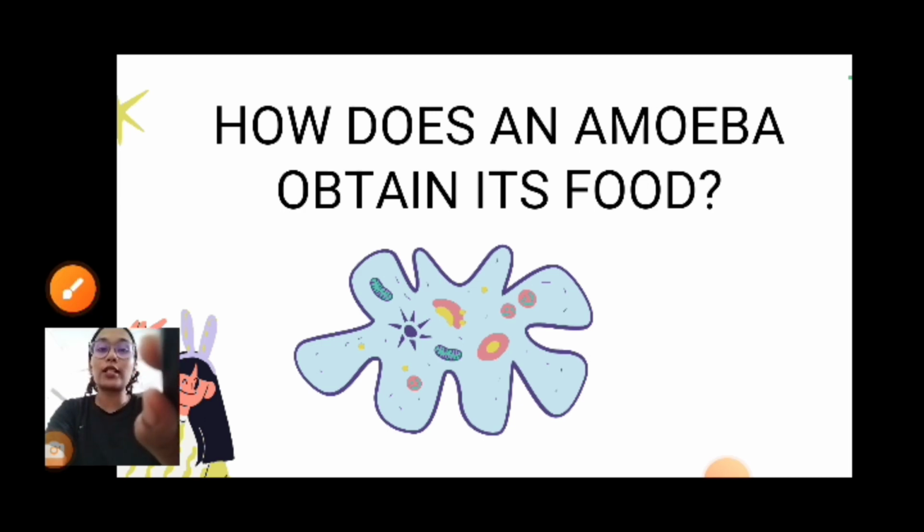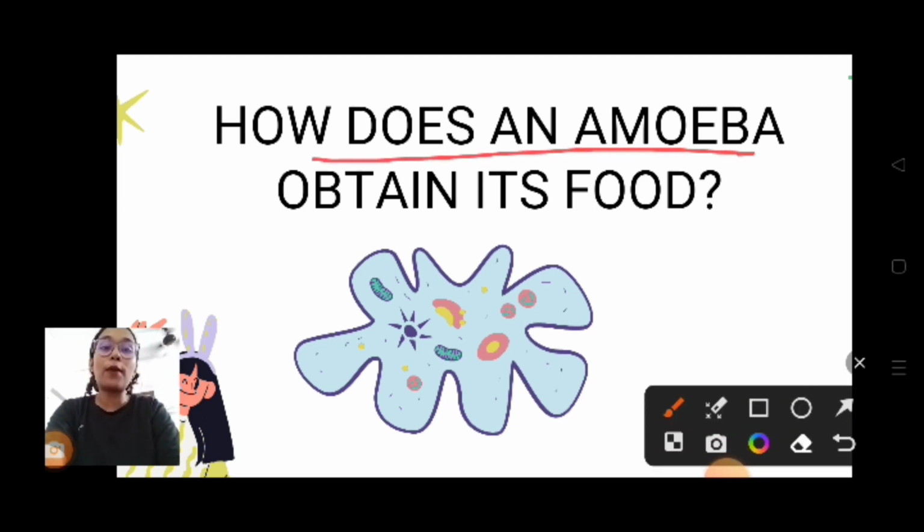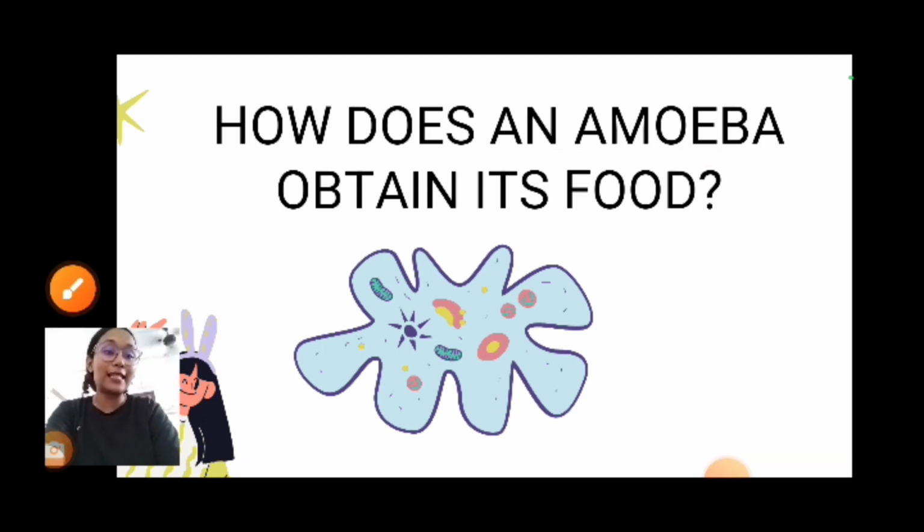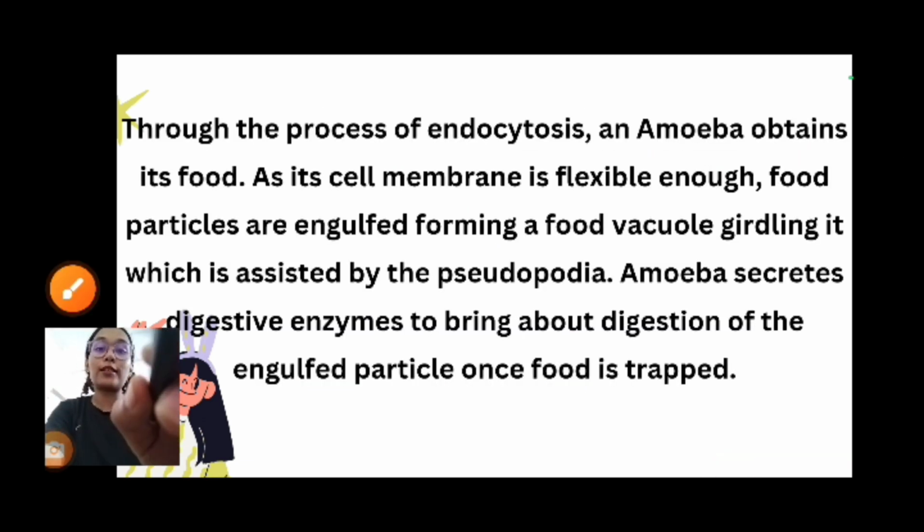One more question: how does an amoeba obtain its food? We have already discussed endocytosis. Amoeba obtains its food through the process of endocytosis because of the flexibility of the cell membrane. It engulfs food. Let's see the answer. So this is the answer.